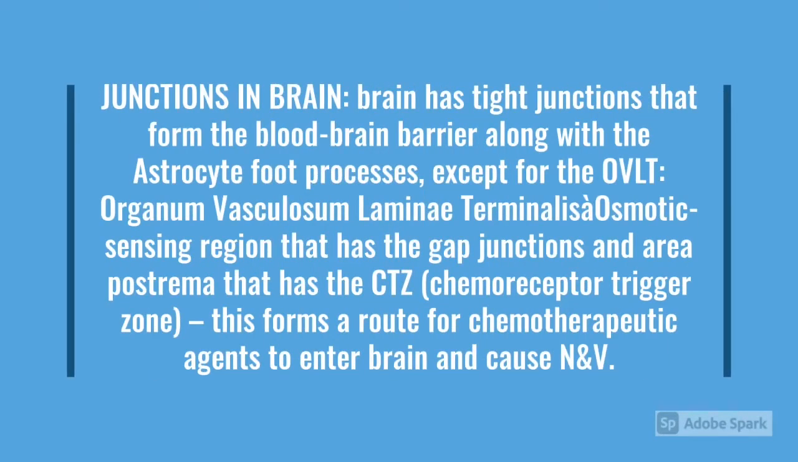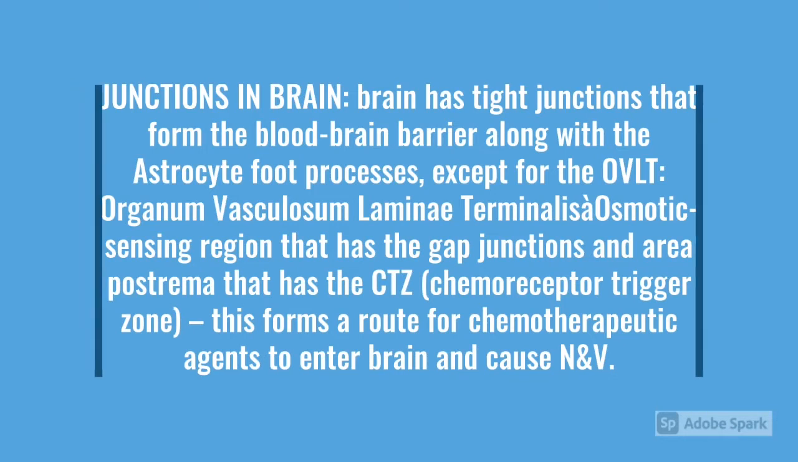Junctions in the brain. The brain has tight junctions that form the blood-brain barrier along with astrocytes. Food processes are excluded except at the OVLT, organum vasculosum lamina terminalis, an osmotic sensing region that has gap junctions, and the area postrema, which has the chemoreceptor trigger zone. This forms a route for chemotherapeutic agents to enter the brain and cause nausea and vomiting.